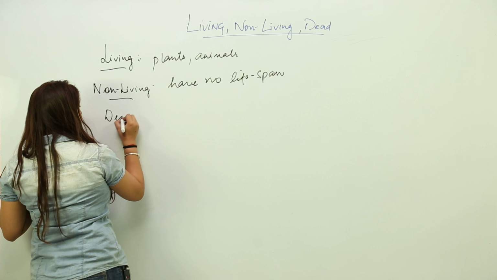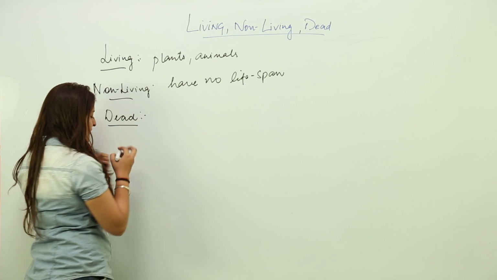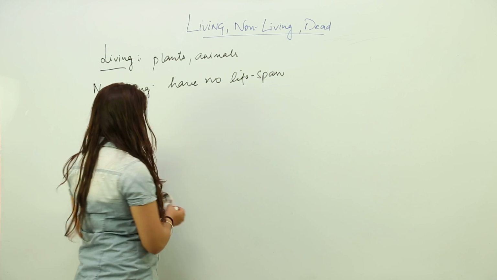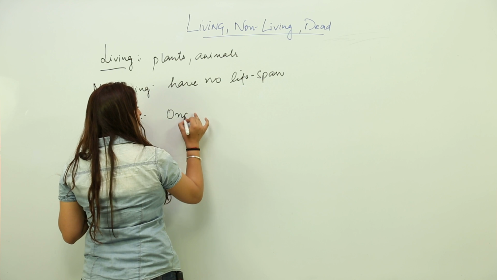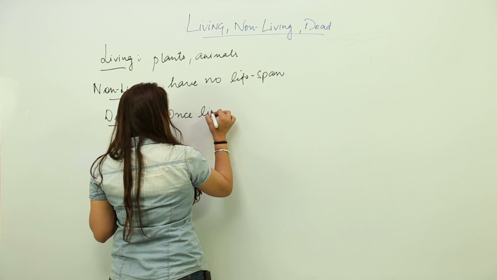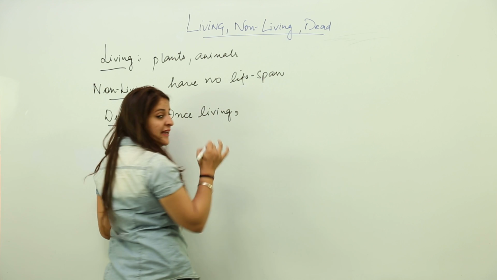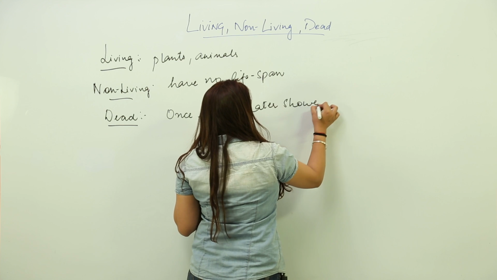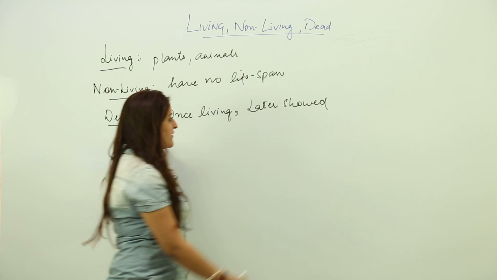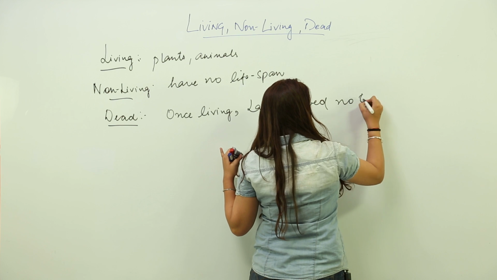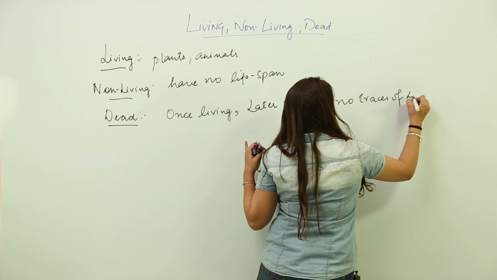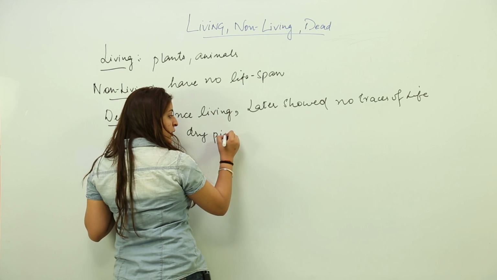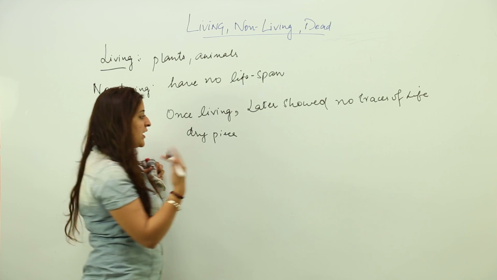Dead organisms are those organisms that were once living, but after some time they showed no traces of life. At one time they were living, but later they show no traces of life. The best example of a dead organism is a dry piece of bone, which was once part of a living organism, but now it is non-living.